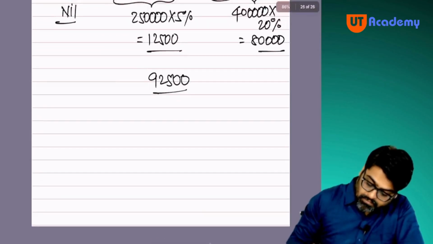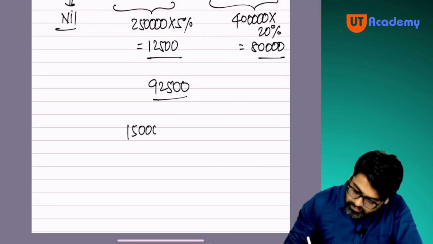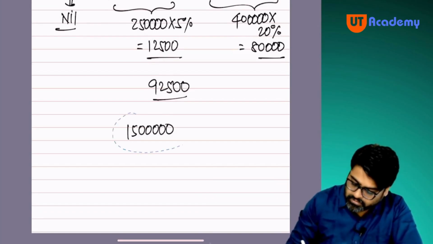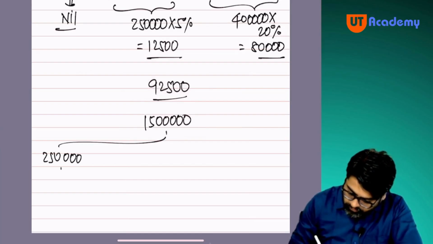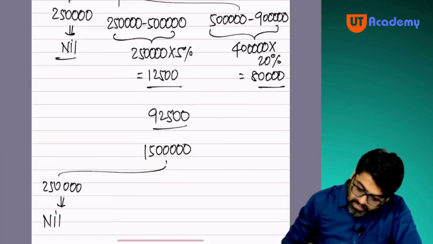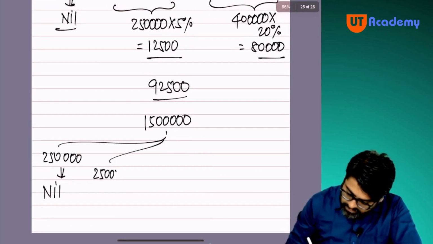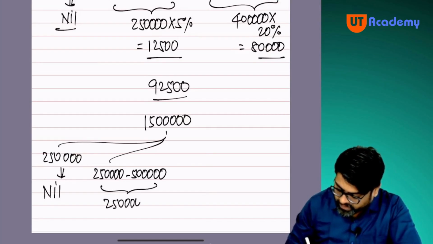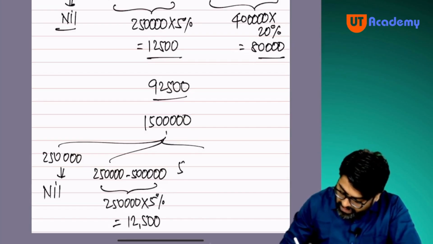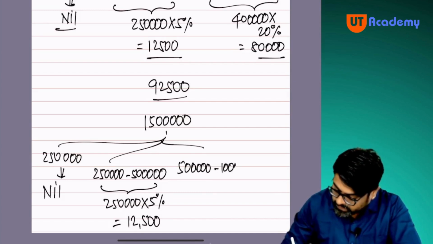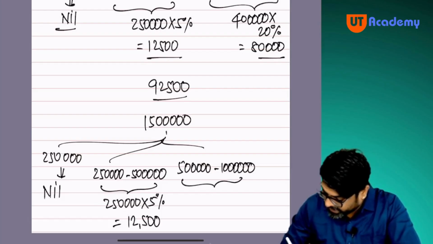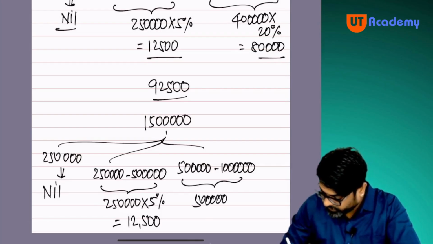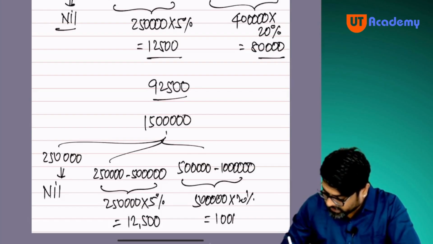Yes or no? Now come, let's see if my total income is 15 lakhs. Possible or not possible? So on 15 lakhs, how much tax? First 2,50,000, any tax to be paid? No. Now next one, 2,50,000 to 5 lakh. How much is the difference? 2,50,000 is the difference. On this will be 12,500. And now from 5 lakh to 10 lakh, on this slab of 5 lakhs, I am supposed to pay 20%. That is 1 lakh rupees.